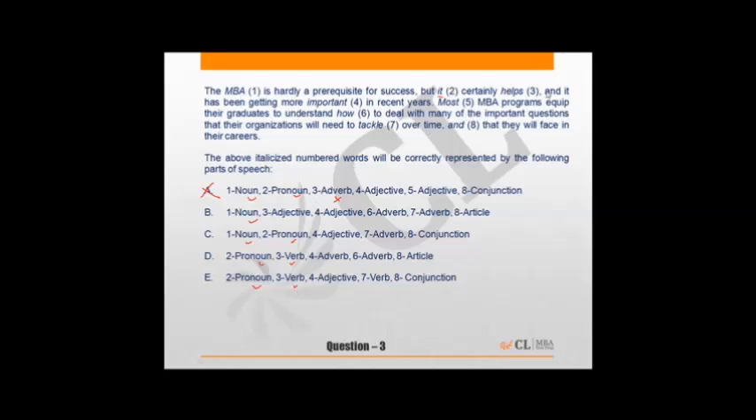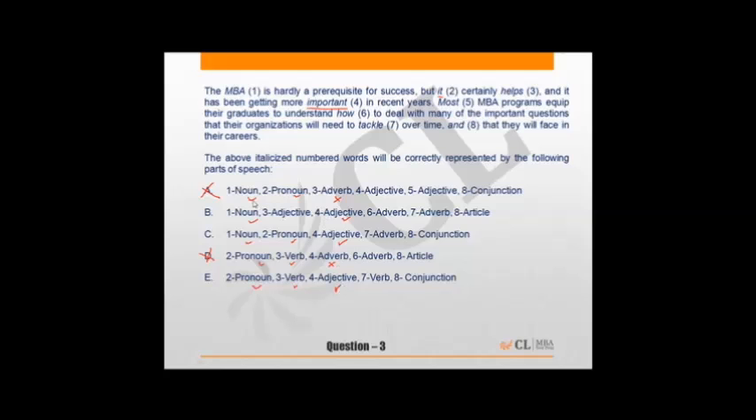The fourth word is in: and it has been getting more important in recent years. So something has been getting more important. So clearly this is an adjective. This defines the quality of a noun, of it. It here is MBA. It is getting more important in recent years. So fourth definitely is an adjective. Right, this is incorrect here. This eliminates option D. This is right.